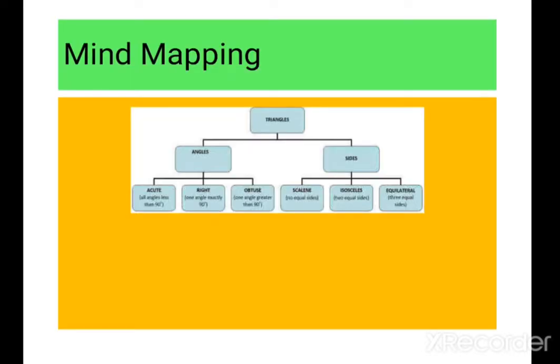Mind mapping. There are three types of triangle on the basis of angles: acute angle triangle, right angle triangle and obtuse angle triangle. And there are three types of triangle on the basis of sides, that is scalene, isosceles and equilateral.